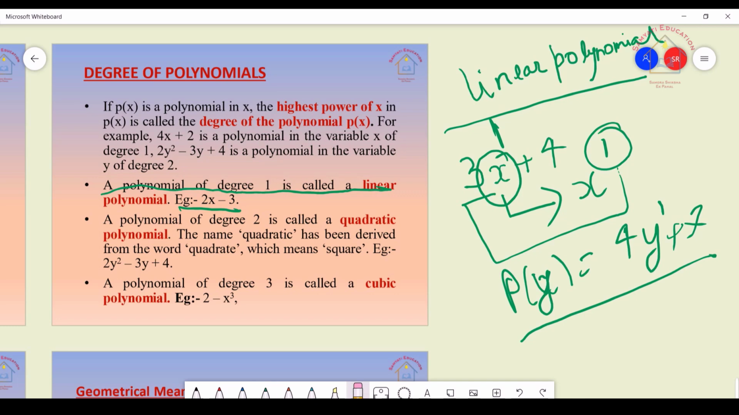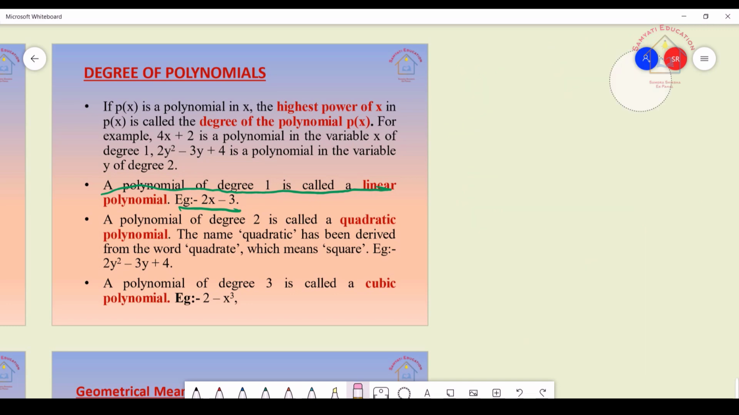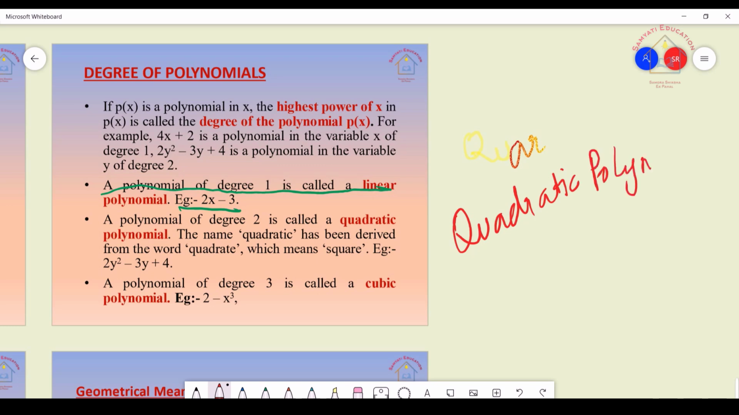Similarly, if we talk about quadratic polynomials, what will we see? Let me change my pen. We are talking about quadratic polynomials. What are quadratic polynomials? These are also classified by degree.